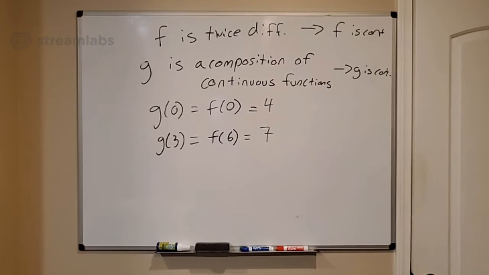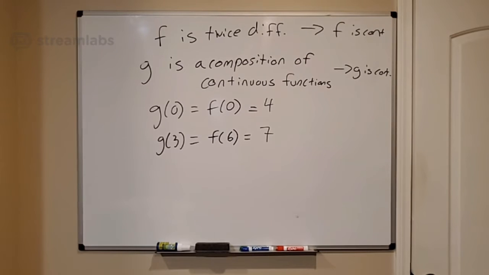The IVT tells us since g of 0 is 4 and g of 3 is 7, the function g, since it is continuous, very important part, will take on every value between 4 and 7. That is what the IVT tells us. The most common use, and what you used it for in pre-calc, is that if you get a positive and a negative, you have a 0. That is a great use of the IVT, but not the only use. It tells us it takes on every value between those 2 points.